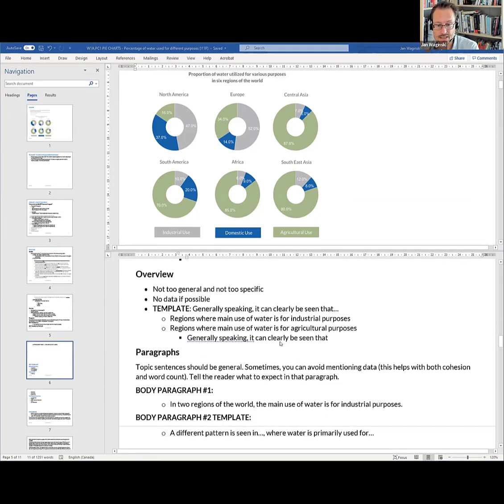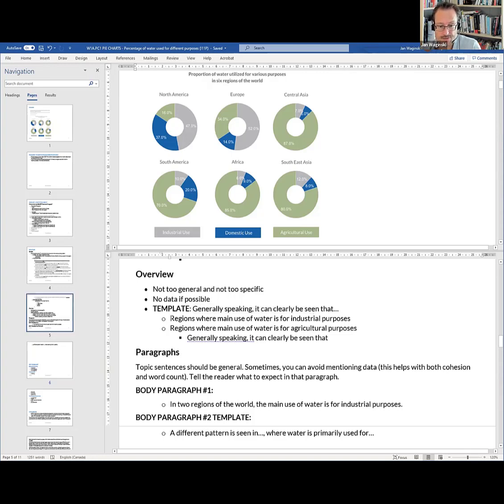Okay, next step is the overview. We don't want it to be too general and we don't want it to be too specific. There has to be a fine line. There's no data if at all possible. Okay, and start your overview by saying, generally speaking, it can be clearly seen that. So this signals to the examiner that this is your overview, and it also shows a correct usage of passive voice. Okay, so this improves the grammatical range score.